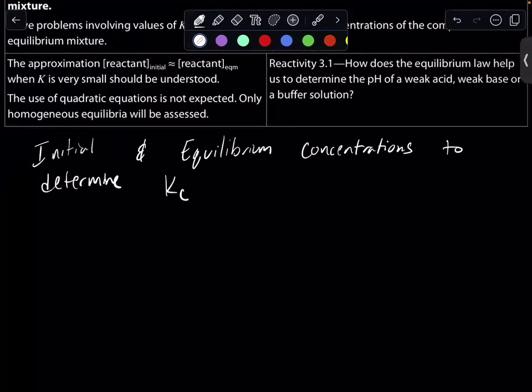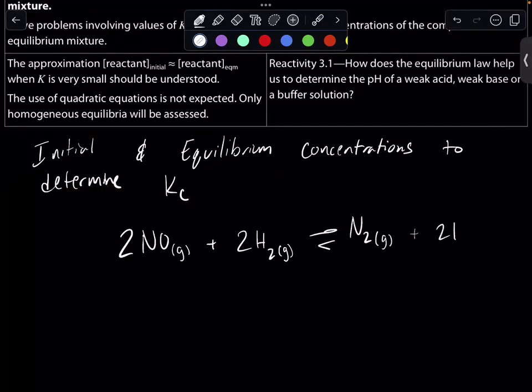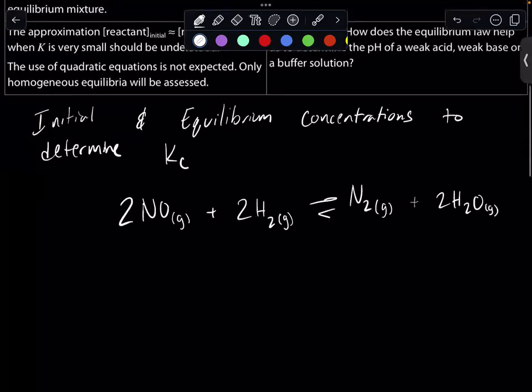So in this problem, we might get two nitrogen monoxide gases plus two hydrogen gas reacts in equilibrium to form nitrogen gas plus 2H2O, also a gas. So we can be given initial values for moles, and we'll just say 0.100, 0.0500, and zero nitrogen. We're starting with none whatsoever. And lastly, 0.100. These are all mole values.